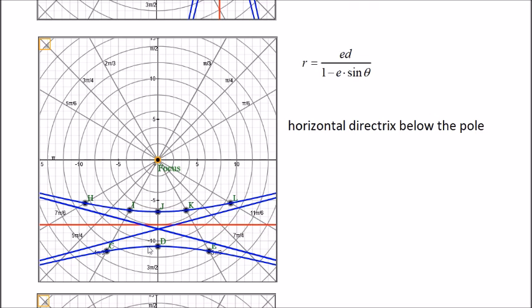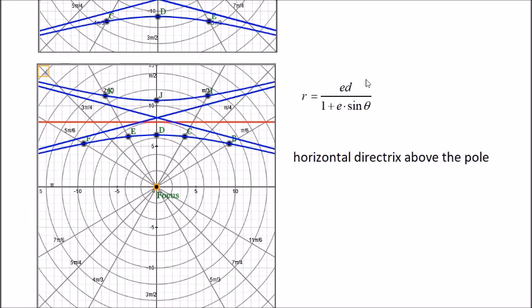If we have a horizontal directrix below the pole, then the corresponding polar equation will be r equals ed divided by 1 minus e sine of theta. And last case, if we have a horizontal directrix that is above the pole, then the corresponding polar equation for the hyperbola will be r equals ed divided by 1 plus e sine of theta. And that's the end of the video.